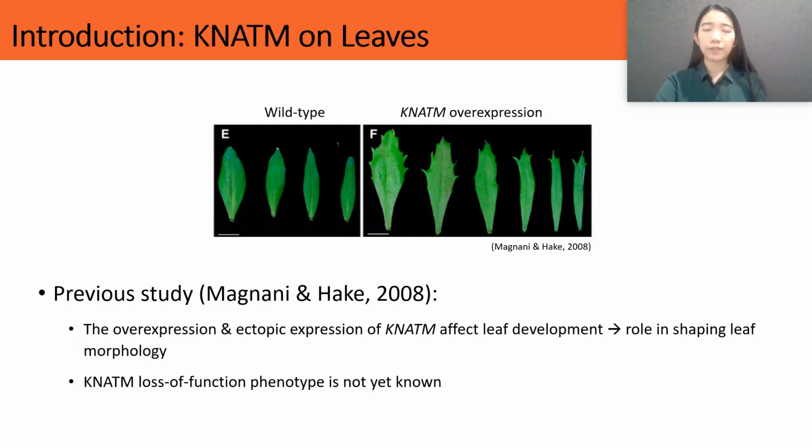A previous study of NetM in Arabidopsis showed that the overexpression and the ectopic expression of NetM affect leaf development. To be specific, it increases the serration of the leaf and creates a more elongated leaf, which suggests that NetM has a role in shaping leaf morphology. However, the NetM loss of function phenotype is not yet known.